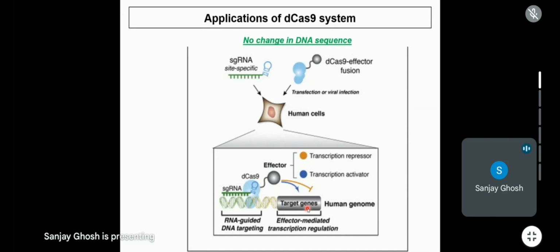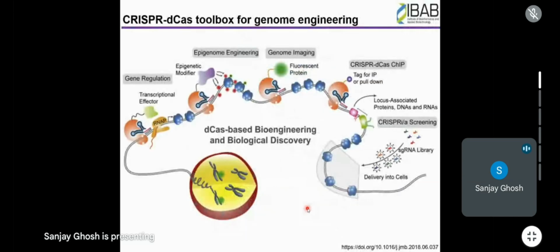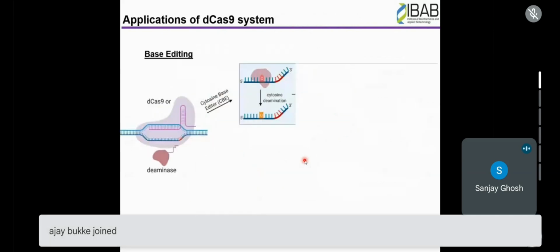The important point to remember is that there is no change in the DNA sequence, right? Cas9 and Cas12 were all cutting DNA or RNA. In this case, because it is dead, it won't change the DNA sequence. So it is a much safer way to do things. This has a lot of potential. Again, for the sake of time, I don't want to go into detail, but there are a lot of ways it is currently used.